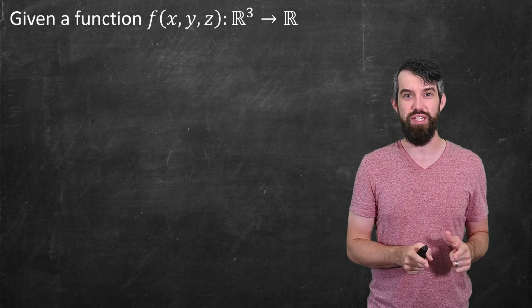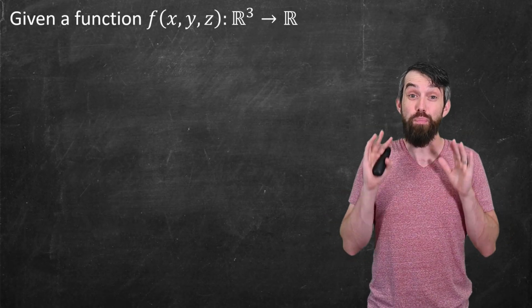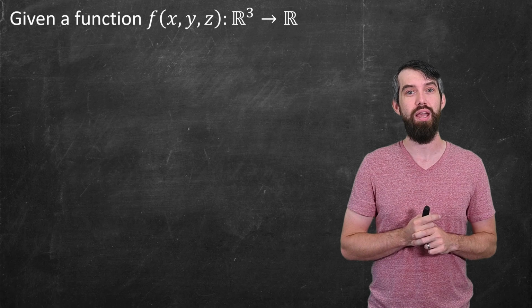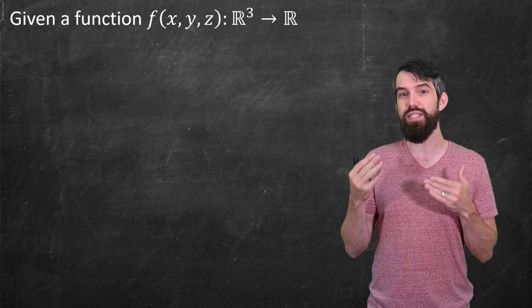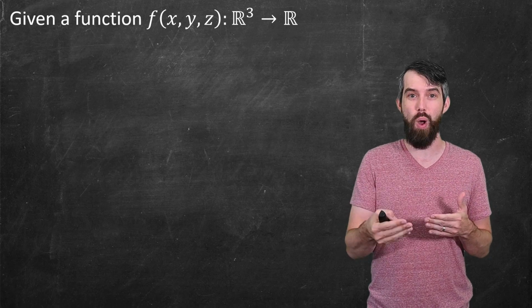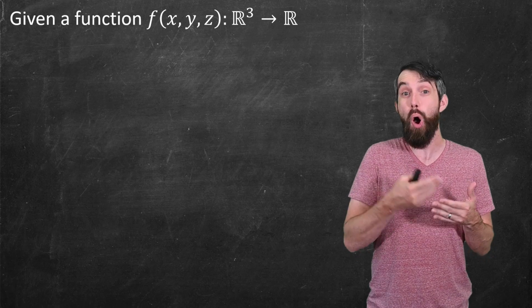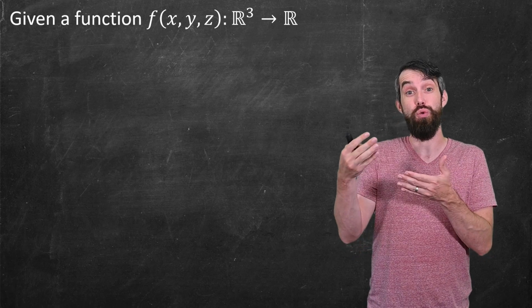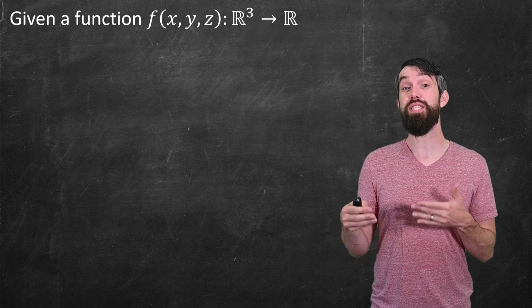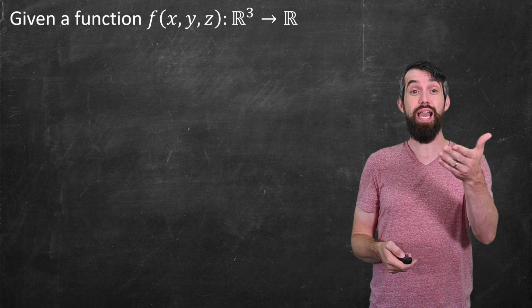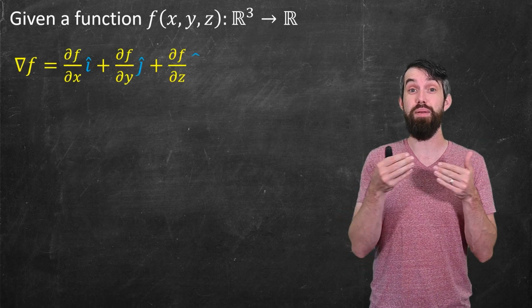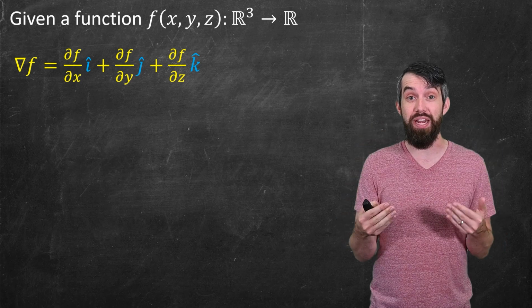The final example we're going to do is an incredibly important example of a vector field, one that comes from just a normal old scalar function f of x, y, and z, a function from R3 to R. For such a scalar function, you could take what we called previously in multivariable calculus the gradient.